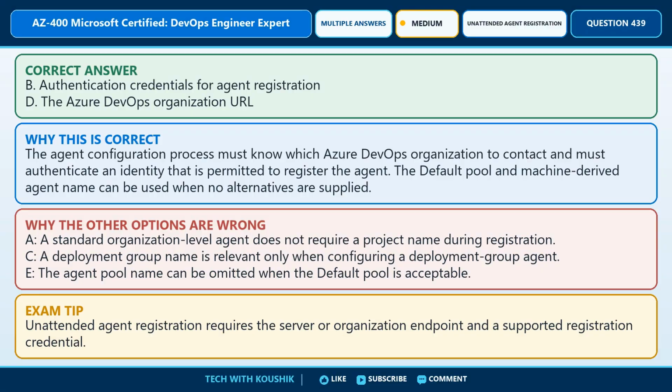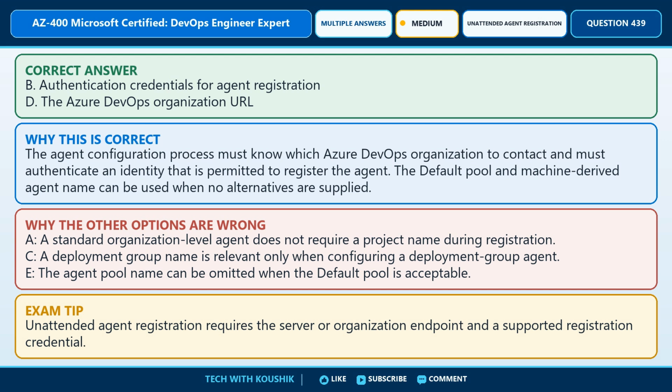The correct answers are Option B. Authentication credentials for agent registration and Option D. The Azure DevOps organization URL. Here's why. The agent configuration process must know which Azure DevOps organization to contact and must authenticate an identity that is permitted to register the agent. The default pool and machine-derived agent name can be used when no alternatives are supplied.